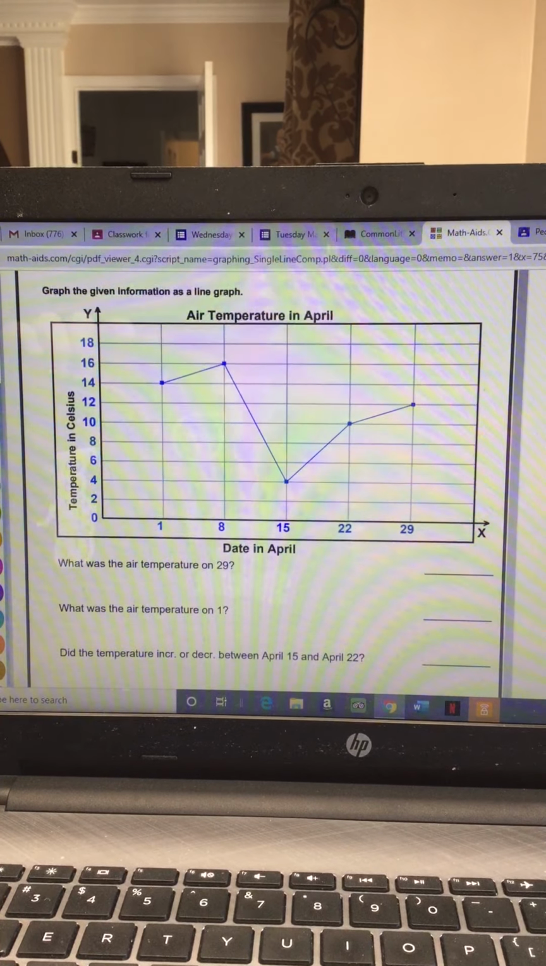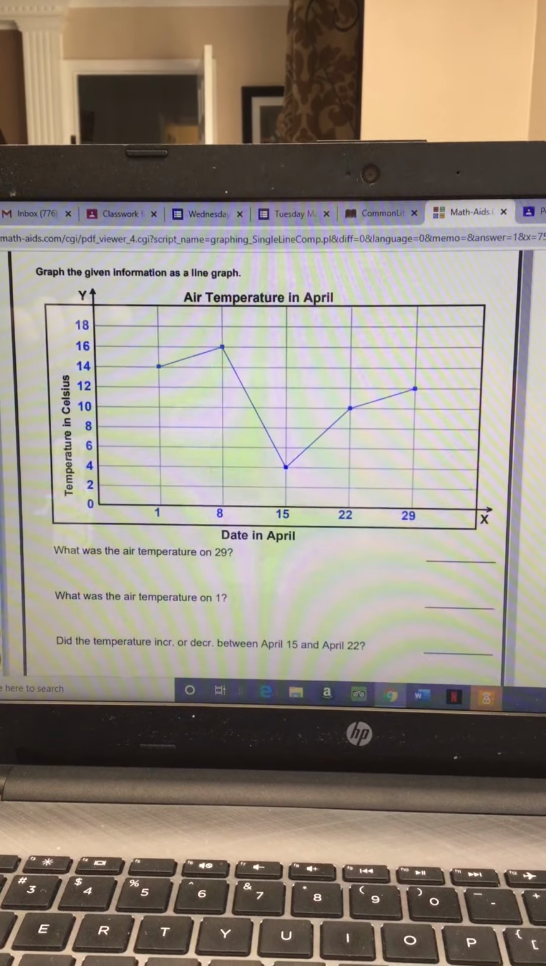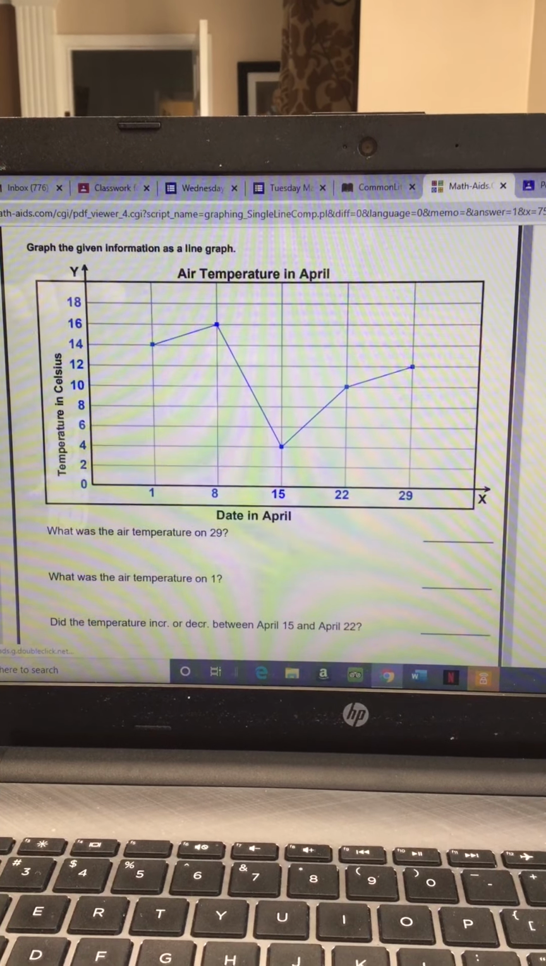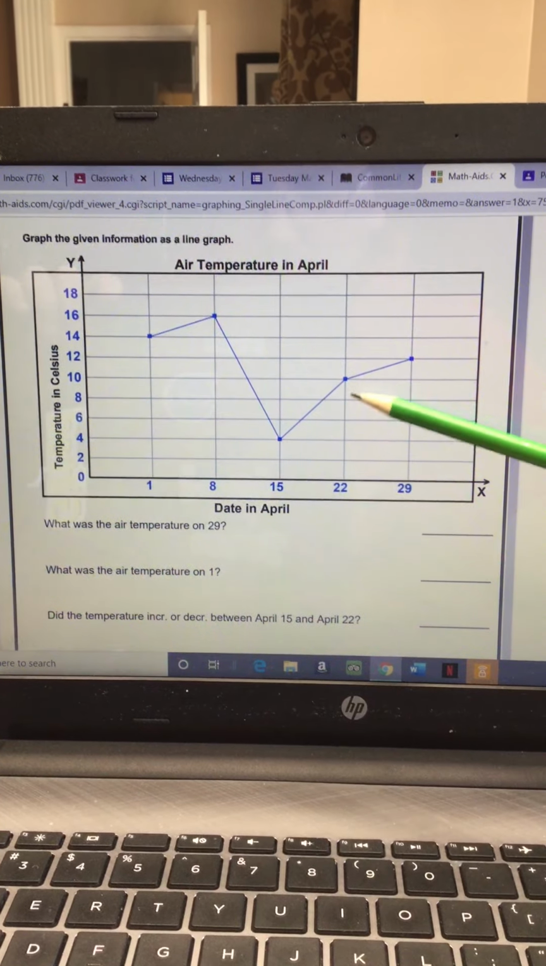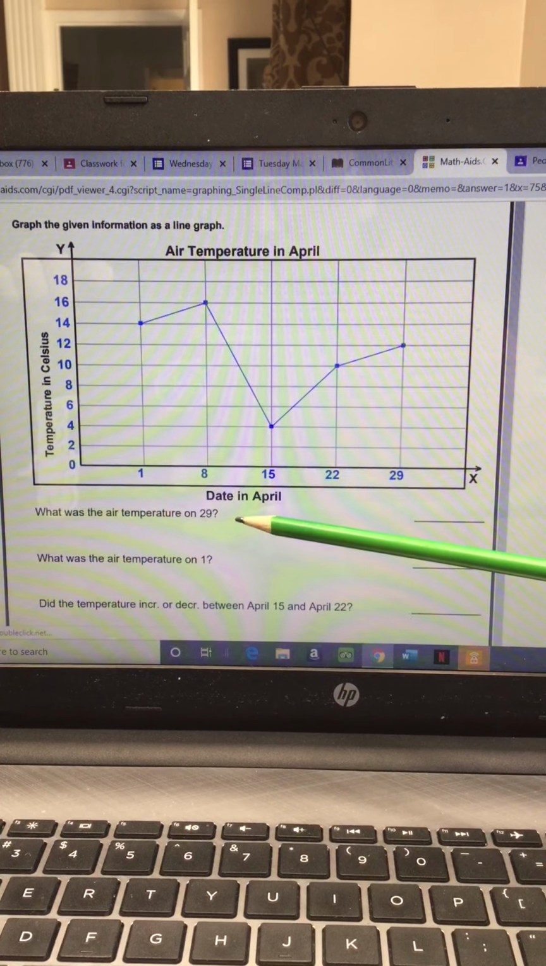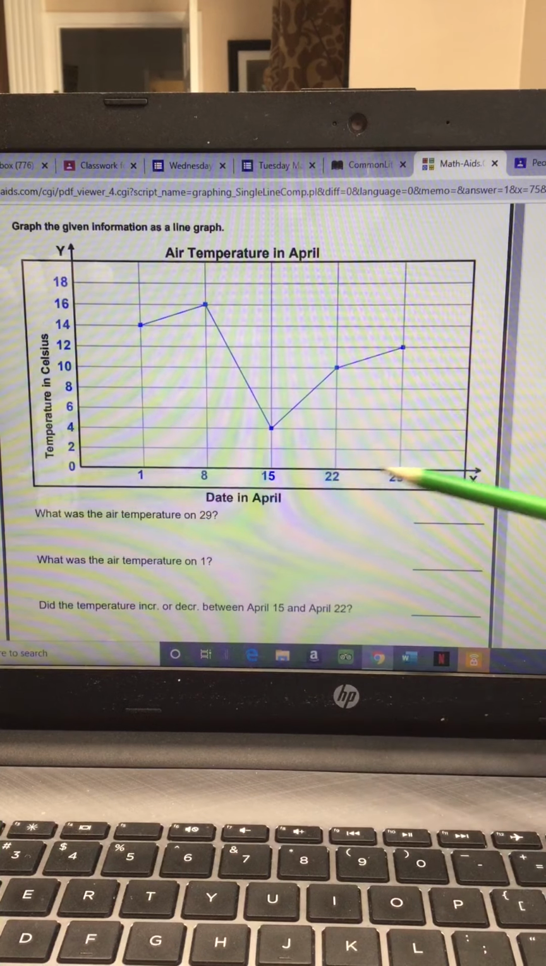All right, so here we have an example of a line graph. I'm using a graph from mathaids.com. And if you notice, the first bit of information they're going to give you is along the x-axis. Remember, our x-axis is going this way.